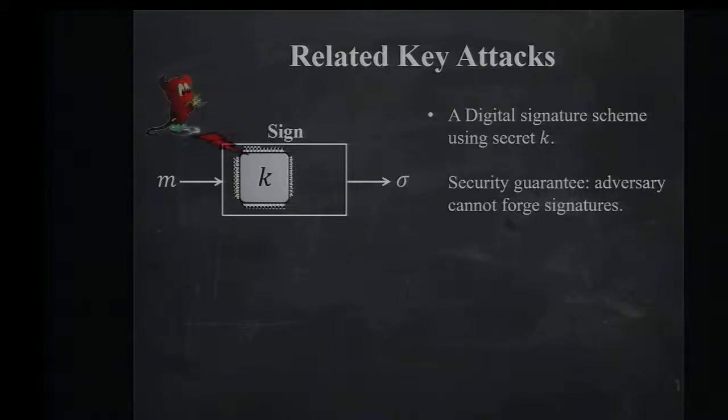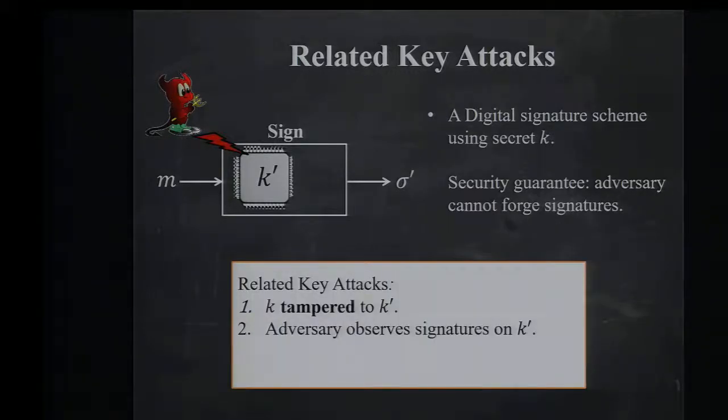Now, what happens if there is an adversary that's tampering with the secret key? If the adversary tampers with the secret key and changes it to some K prime, and then observes input-output behavior, that could potentially be a lot more harmful. And specifically, related key attacks pertain to this model, where the adversary changes the secret key to something related and then observes signatures on K prime. You could define related key attacks for any primitive. For digital signatures, this is the model, but you could observe input-output behavior on any primitive.